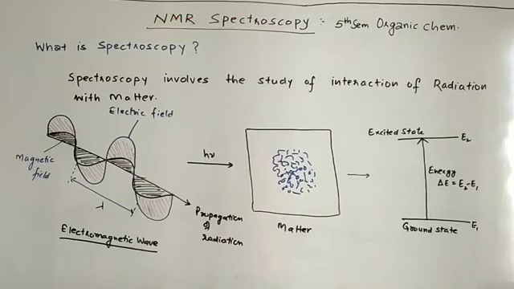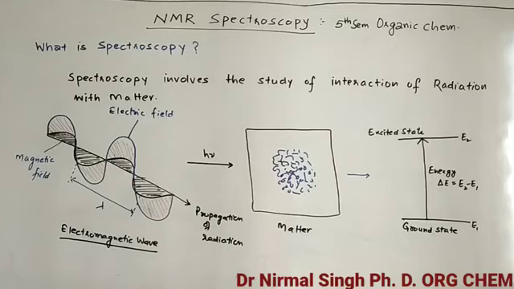First, what is spectroscopy? In general, spectroscopy involves the study of interaction of radiation with matter. When we say radiation, we basically mean electromagnetic radiation, which is called light, like sunlight. Sunlight consists of electromagnetic radiation of different wavelengths. We represent its energy as h nu, where h is Planck's constant and nu is frequency.